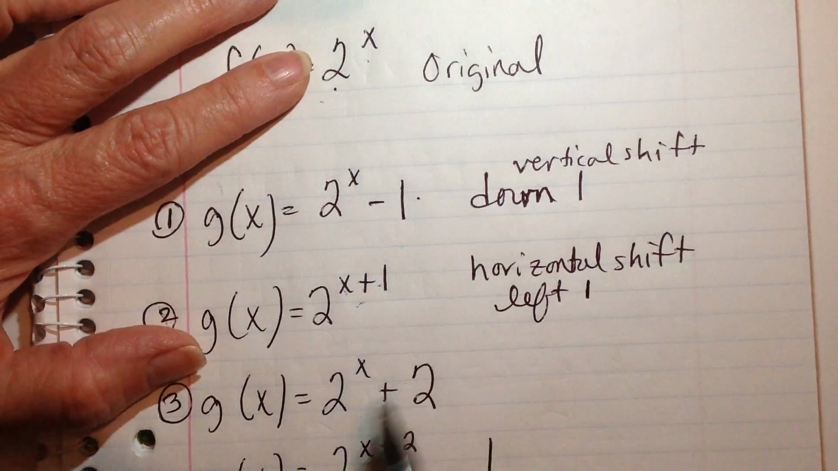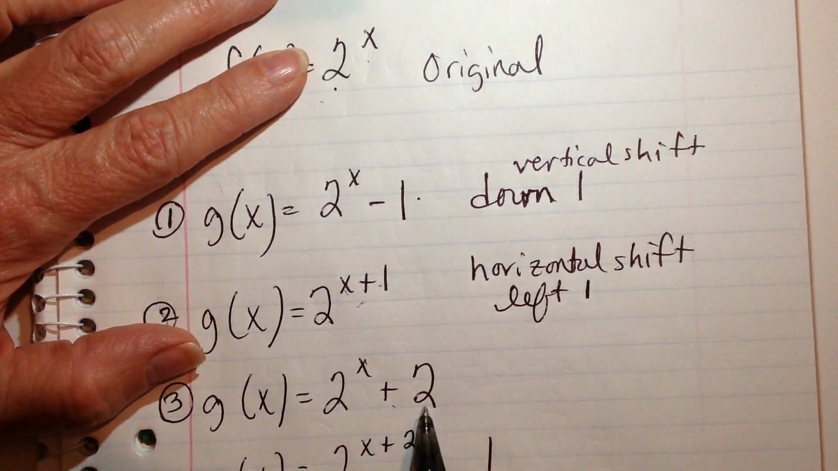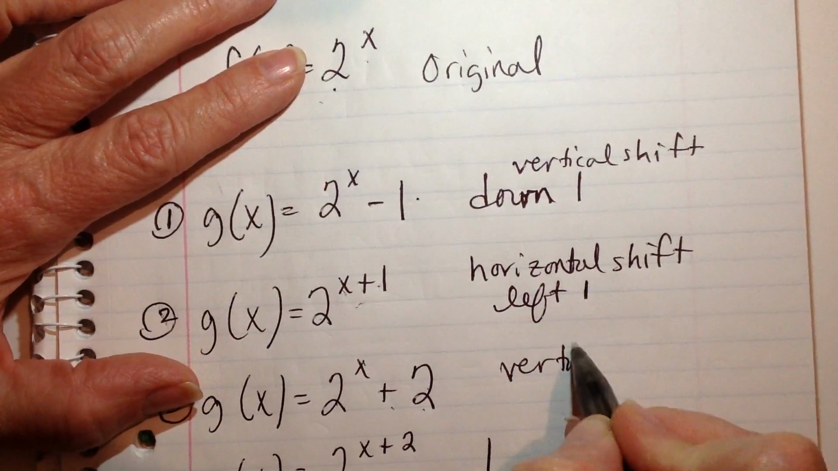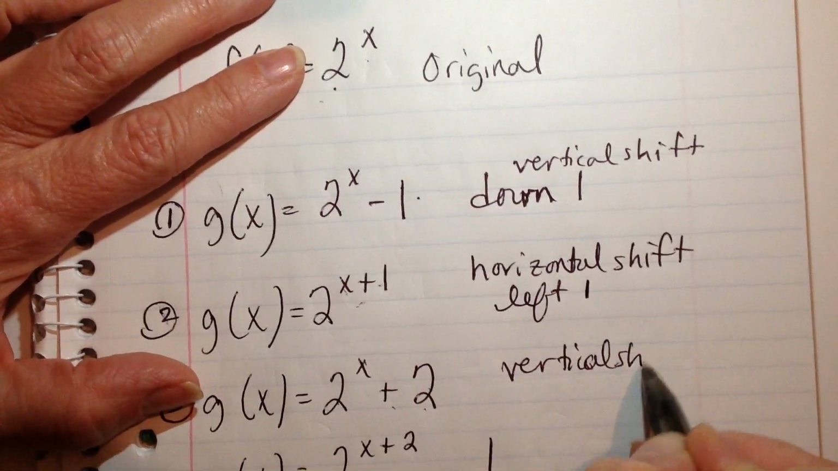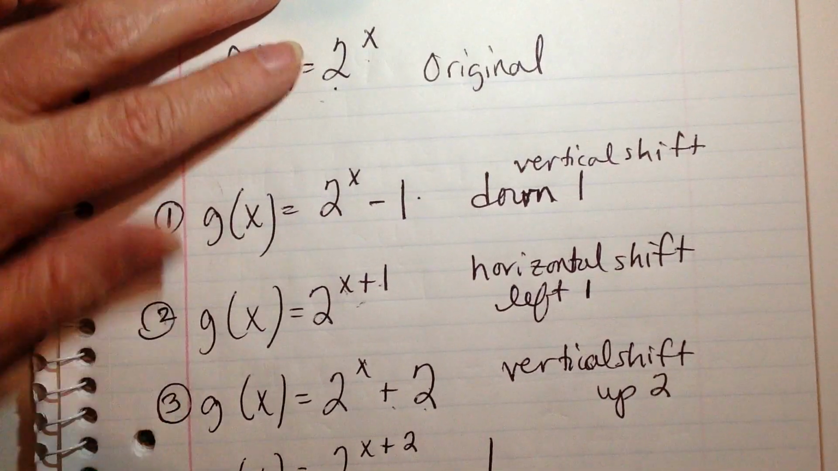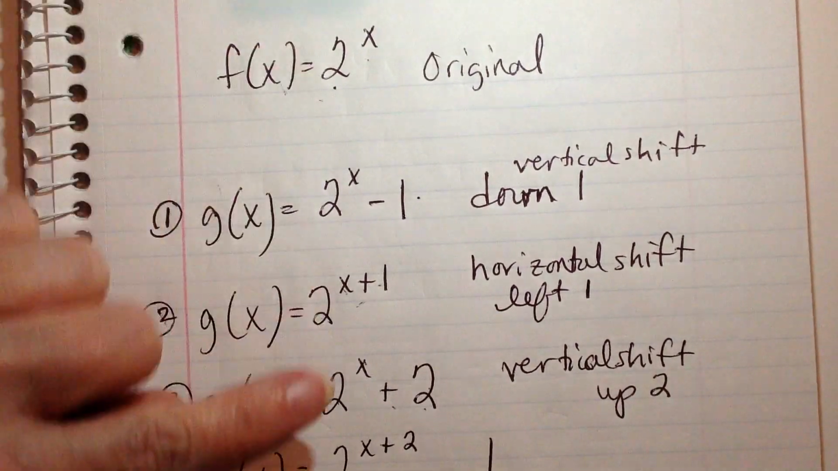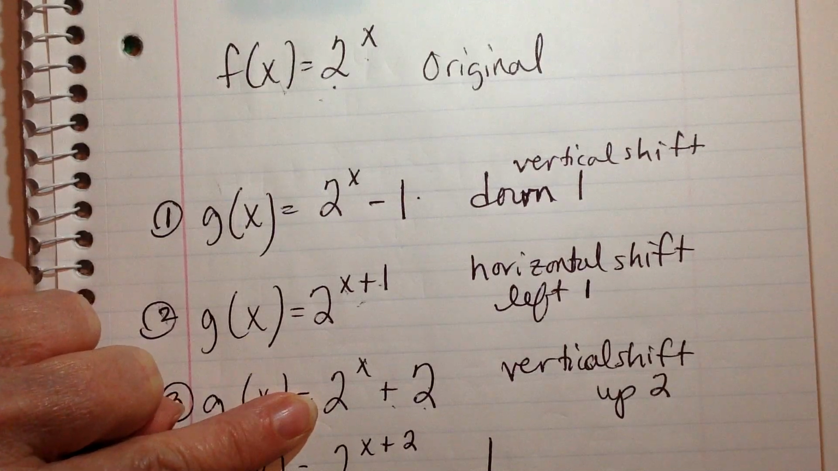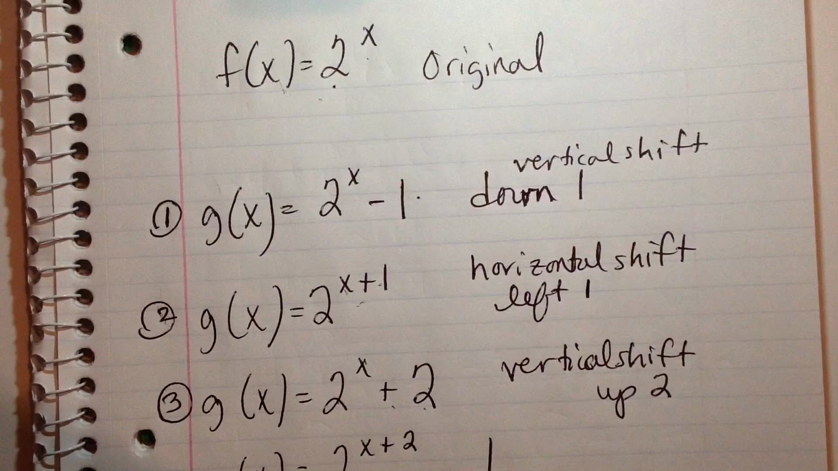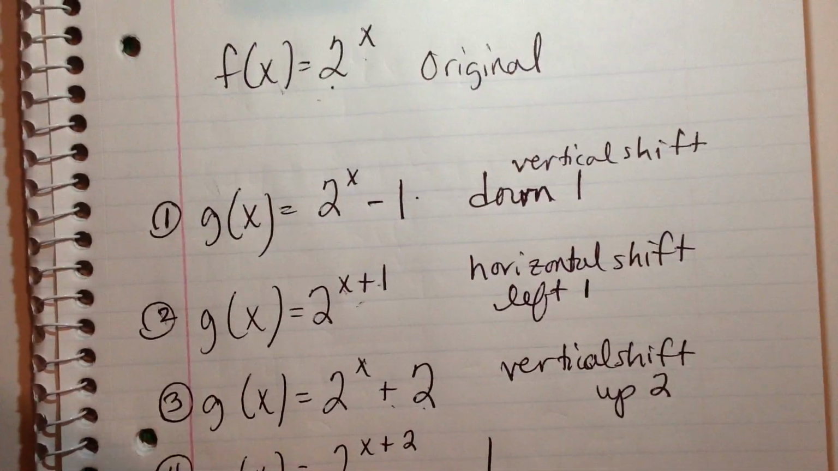All right, let's look at number 3. Again, going from 2 to the x to 2 to the x plus 2, I see that 2 has been added to the very back. So this is a vertical shift. This one would go up 2. So we would graph the original 2 to the x, and to find 2 to the x plus 2, we would take every point of the original graph and move it up 2.